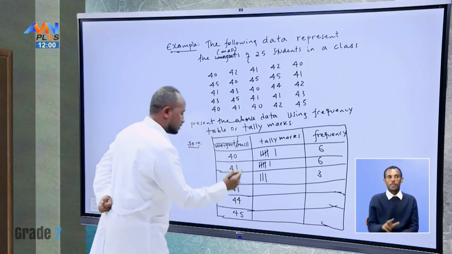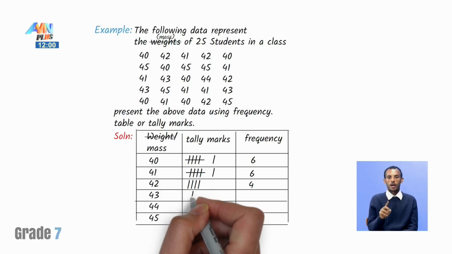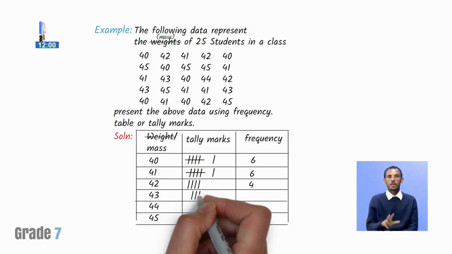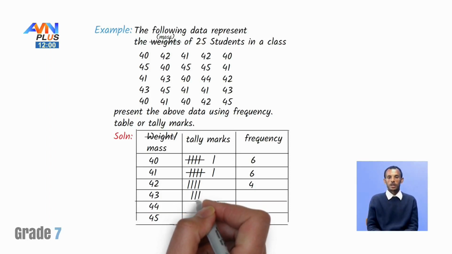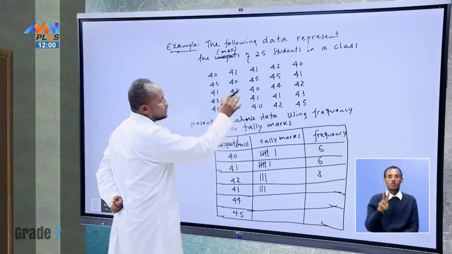Now, let's proceed to 43. 43 in this column, we have 1. Here we have, okay, and 43, there is no 43 here. 43, there is 43 here. So we have 3.